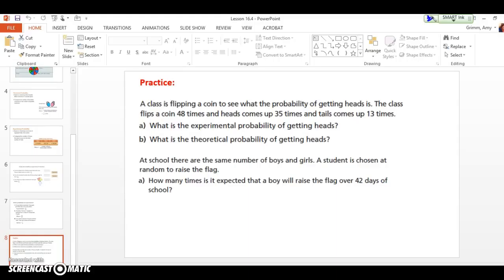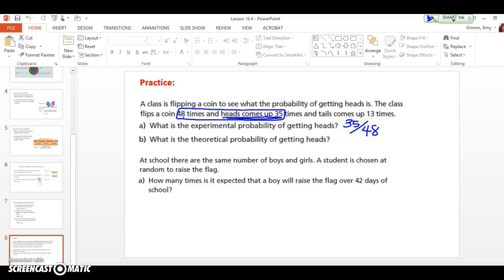Harper? Well, what would be the probability? Okay. Cooper? It would be 35 out of 48 because they did it 48 times, so they got 35 times heads. Right, it's right here. So 35 times came up heads, so it's 35 out of 48. And that does not reduce, so we would leave it like that. Now, if you wanted to take it a step further and change it into percent, that's okay. But you need to have that probability part.